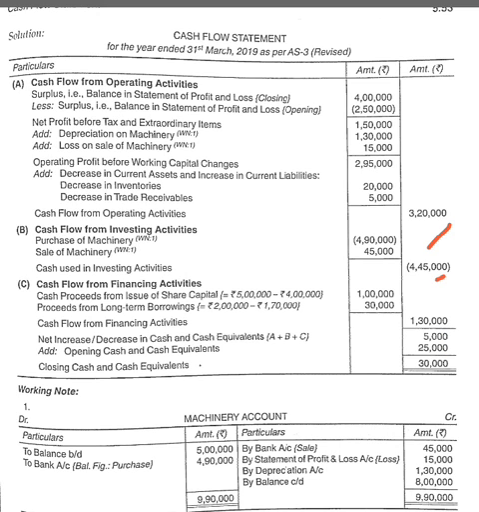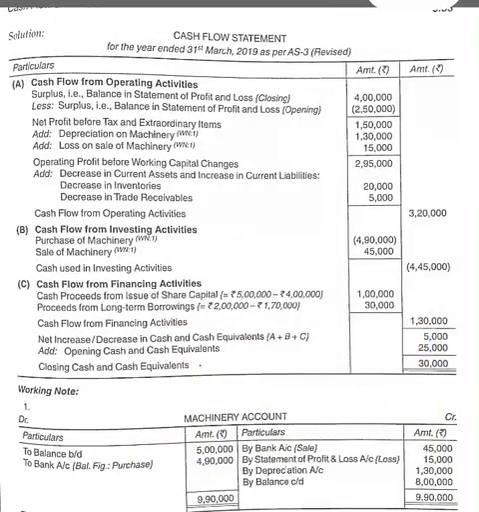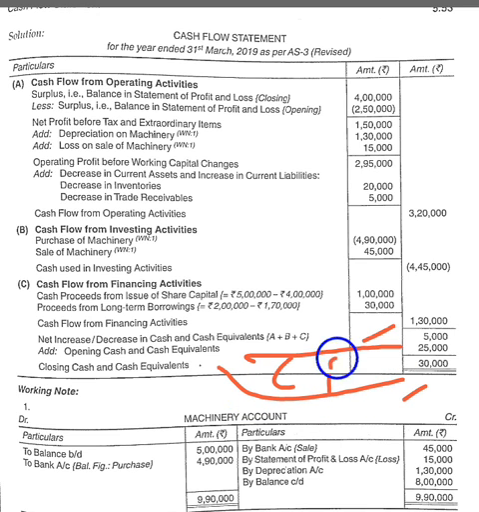See, 3,20,000 minus 4,45,000 plus 1,30,000. The total of these three is 5,000. Now what is the role of cash and cash equivalent at the end? You have to take the opening balance of cash and cash equivalent, 25,000. Clear? Opening balance is 25,000, closing balance of cash and cash equivalent is 30,000. So in the total of all these activities, you will add the opening balance of cash and cash equivalent, 25,000, and when you add the opening balance to the total of these activities, the answer would be the closing balance of cash and cash equivalent. If it is equal to the closing balance of cash and cash equivalent, then your question is correct, otherwise there is some mistake.